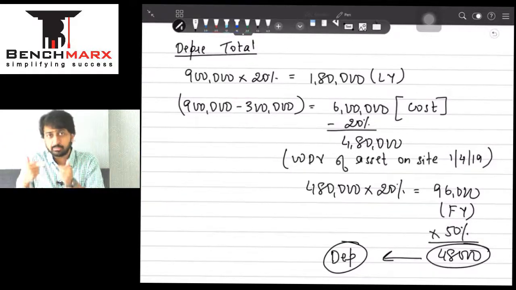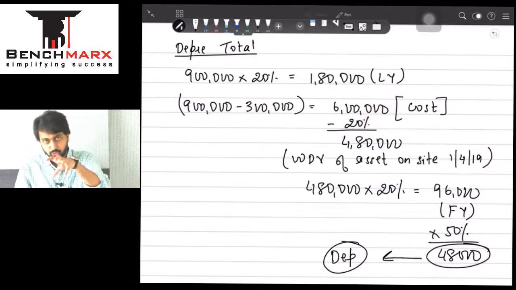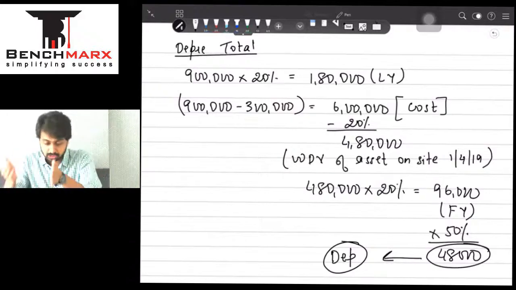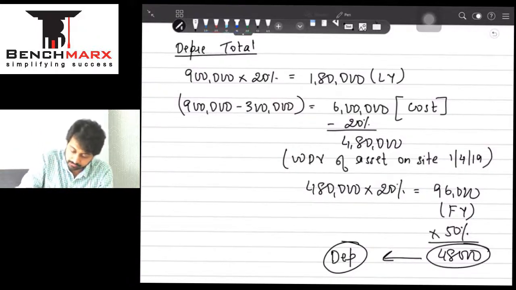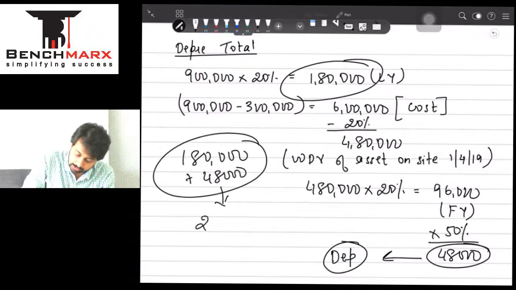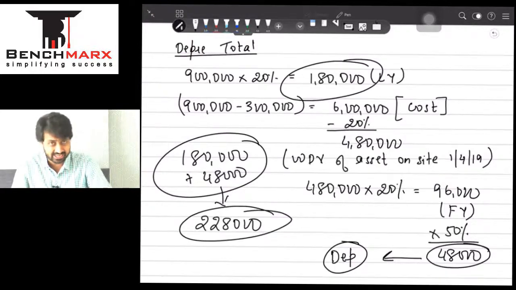The same asset WDV is 6 lakh minus previous year's depreciation, that is 20%, which means 4 lakh 80. Now 4 lakh 80 के ऊपर 20% is my depreciation for the full year, but the asset is used only up to September 30, so I should take only 48,000, which means original depreciation of 1 lakh 80,000 plus current year depreciation of 48,000, this entire depreciation of 2,28,000 should be sitting on the debit side of my contract account. ठीक है, this is my total depreciation.